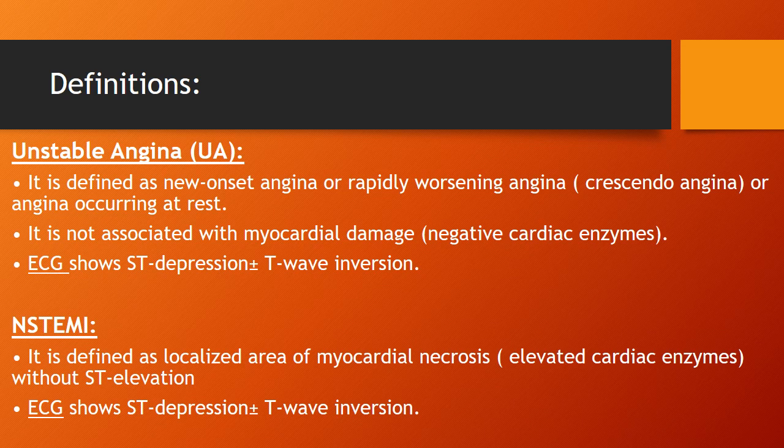So what is unstable angina? It is defined as new onset angina or rapidly worsening angina which occurs at rest also, and it is not associated with myocardial damage, so the cardiac enzymes may not be raised. The ECG will show ST depression plus or minus T wave inversion, as in stable angina. Non-ST elevation MI is defined as a localized area of myocardial necrosis, and because there is necrosis, there will be elevation of cardiac enzymes but without ST elevation. So this will show ST depression as well as T wave changes.